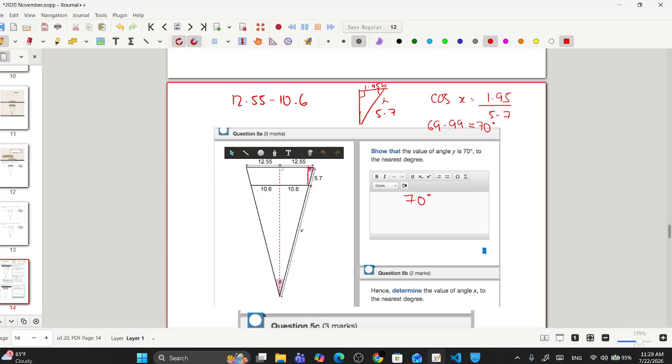Hence, determine the value of angle x. Look, if this is 70 degrees and this is 90 degrees, so this is supposed to be 20 degrees. And the entire angle is supposed to be 20 degrees plus 20 degrees, which is going to be 40 degrees. So here you go, 40 degrees would be your answer.